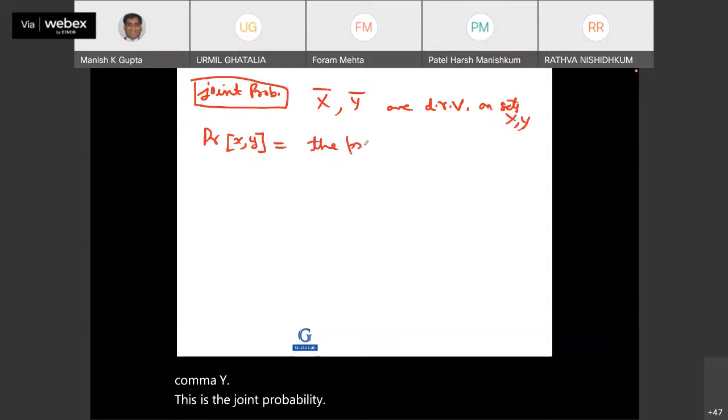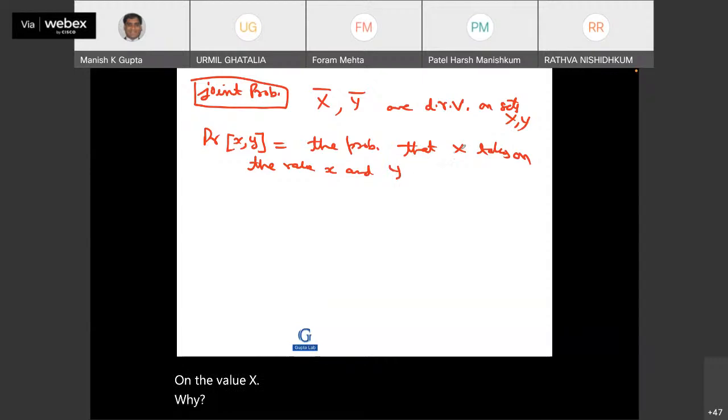The probability that X bar takes on the value x and Y bar takes on the value y, right? That is the joint probability. Then we also have conditional probability.